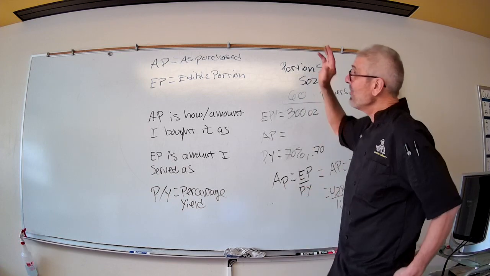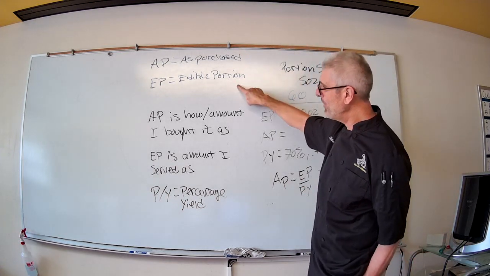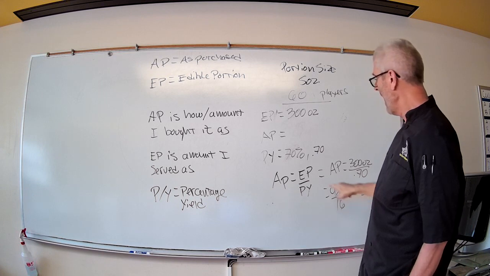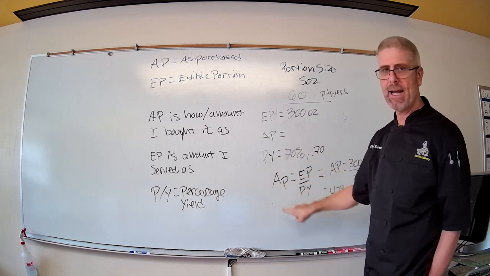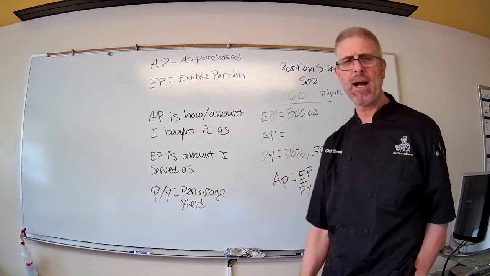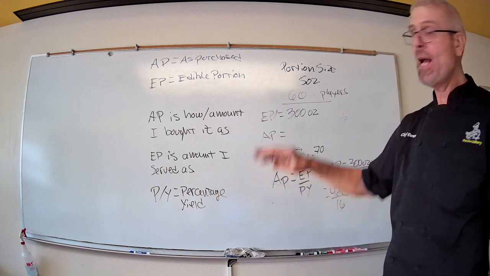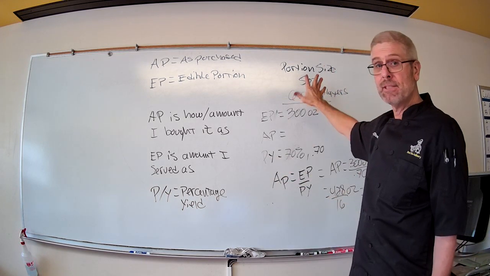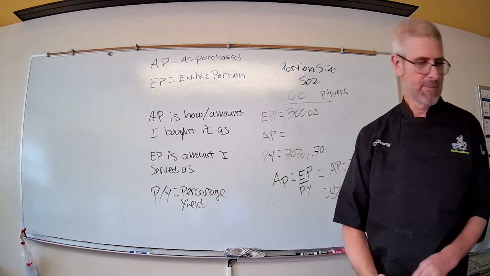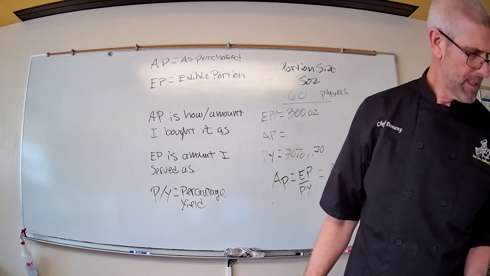But the important thing is you have to know what AP is, you have to know what EP is, and you have to know how to do this formula. AP equals EP divided by PY. You have to know what portion size is. You have to do your calculations. I just did that.